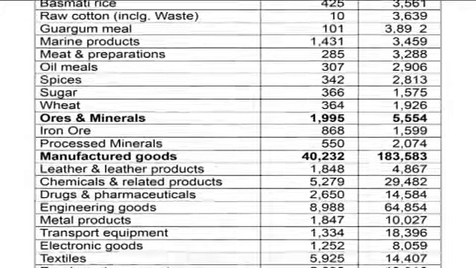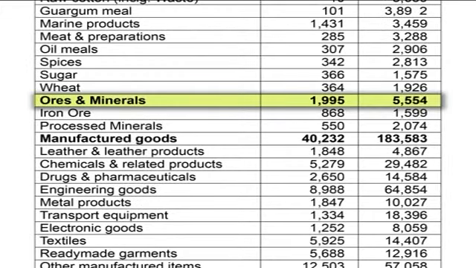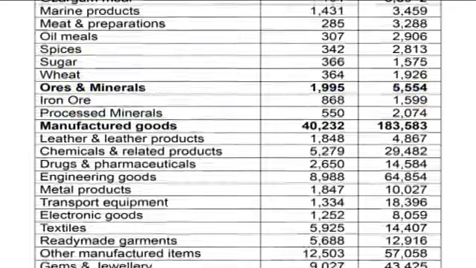Export of ores and minerals stood at 1,995 million USD in 2003 and soared to 5,554 million USD in 2013. Under ores and minerals, iron ore and processed minerals are also exported.